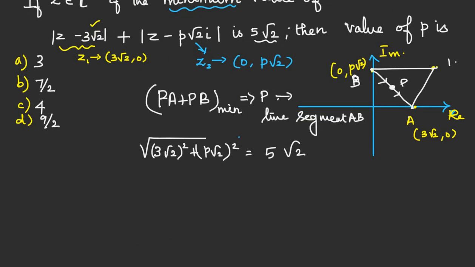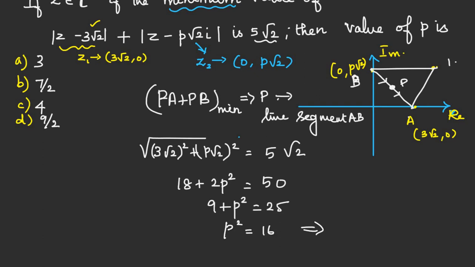This gives us 18 plus 2p squared is equal to 25 into 2, which is equal to 50. Or 2p squared will be equal to 32, or p squared is equal to 16, which implies p is equal to plus or minus 4, and p cannot be minus 4, and so we take p is equal to 4 from the option.